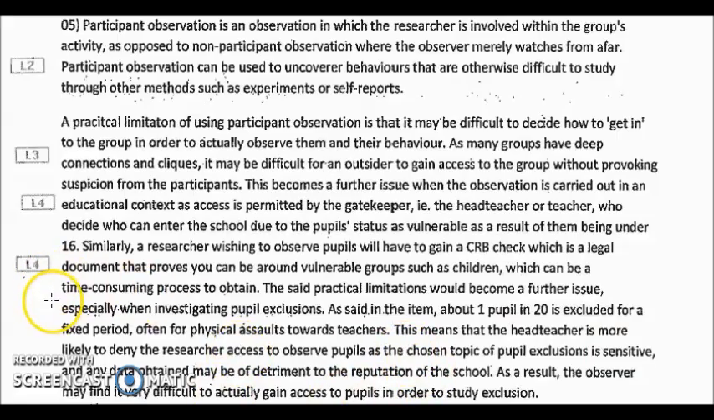Now that stays at a level 4 because at this point there is no indication of participant observation. This could be just about research in general, so that stays at a level 4, but still quite a strong opening paragraph, which then gets into context quite quickly.